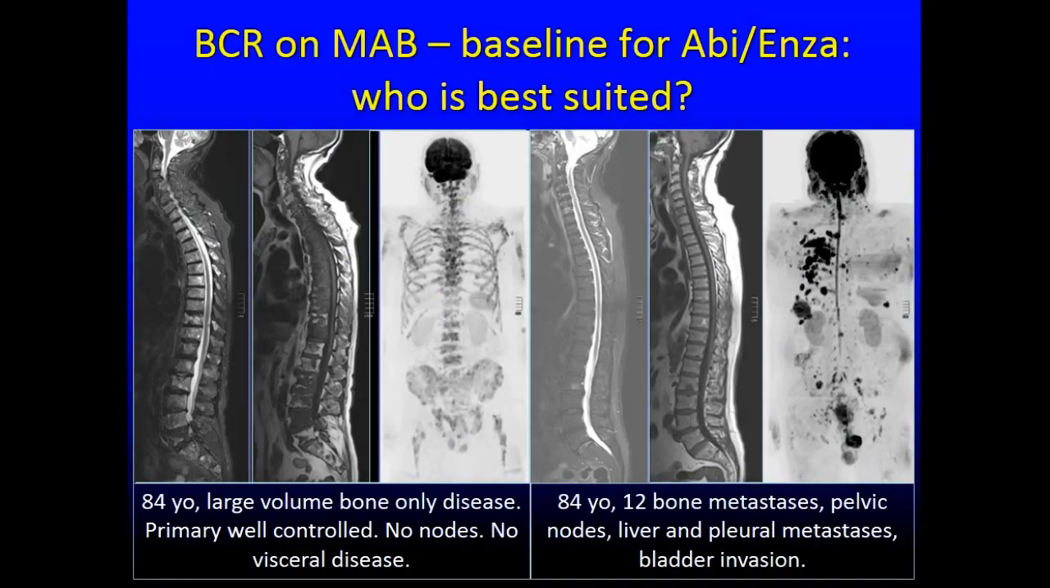So if you were to look at this pair of patients, both 84 years old, you can see that on the left we have a large volume bone disease, the primary is well controlled, there are no nodes, no visceral disease. This patient would benefit from ADT type treatments, whereas the patient on the right has uncontrolled pelvic disease with bladder invasion, liver and pleural disease, as well as bone metastases, and this patient probably should receive chemotherapy if he is fit to do so.